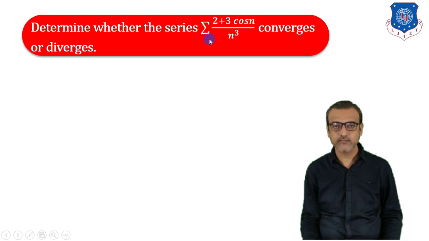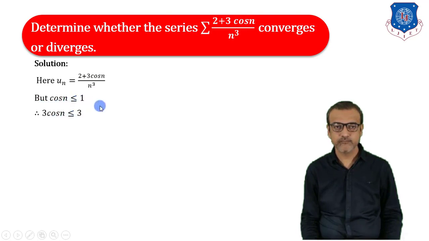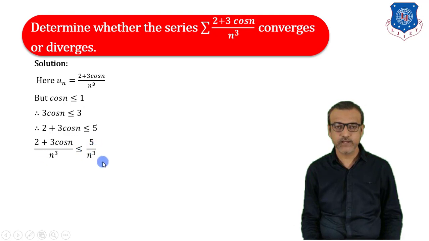Determine whether the series sigma of (2 plus 3 cos n) upon n cube converges or diverges. Here un equals (2 plus 3 cos n) upon n cube, but we know that cos n is less than or equal to 1. So multiplying this inequality by 3, we have 3 cos n less than or equal to 3. Adding 2, we have 2 plus 3 cos n less than or equal to 3 plus 2, which is 5. Now dividing by n cube, we have (2 plus 3 cos n) upon n cube less than or equal to 5 upon n cube.